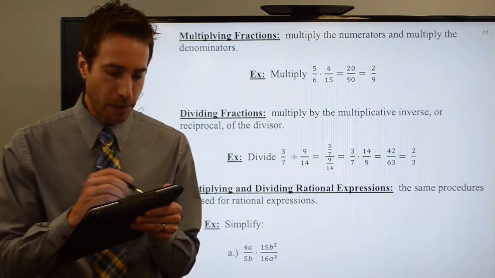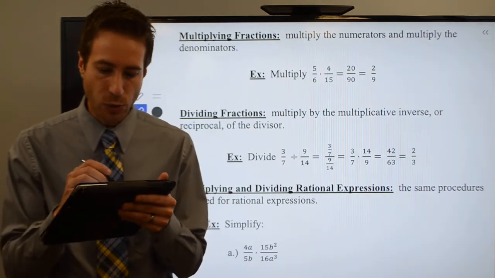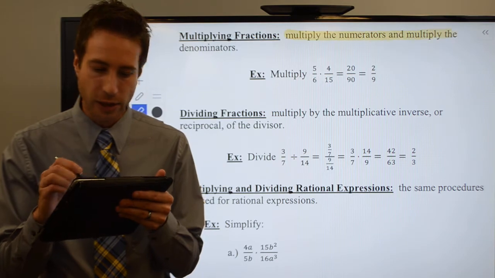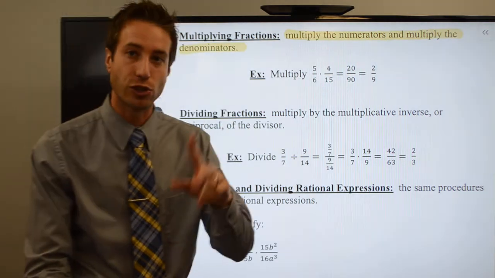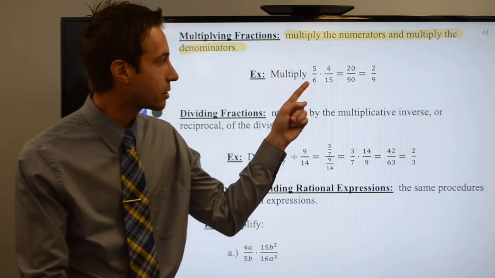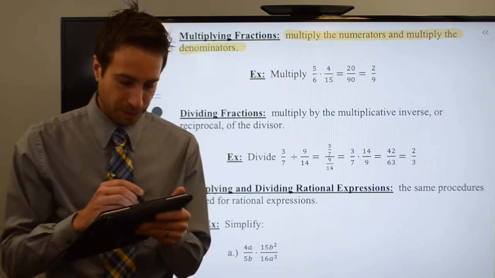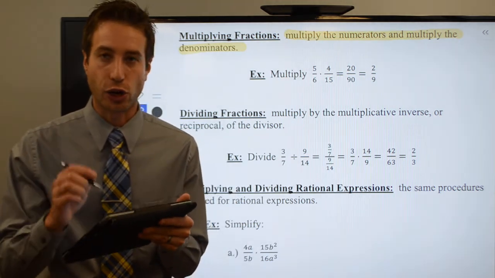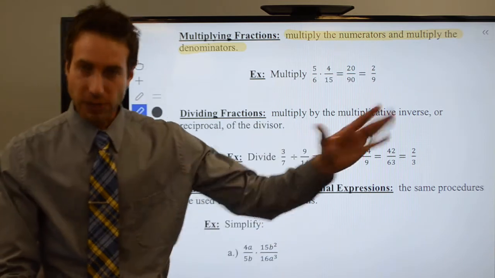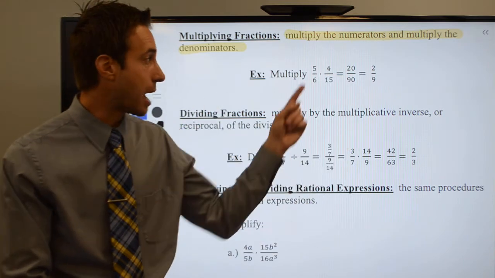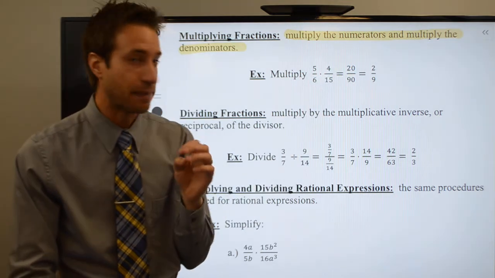So if you remember back to middle school, when multiplying fractions, you multiply the numerators and the denominators. The example I gave you is 5/6 multiplied by 4/15. We multiply the numerators and we multiply the denominators. 5 times 4 is 20, 6 times 15 is 90.